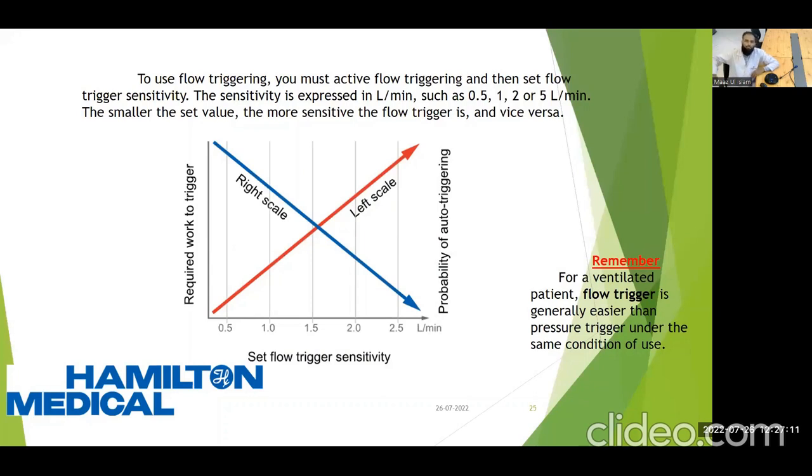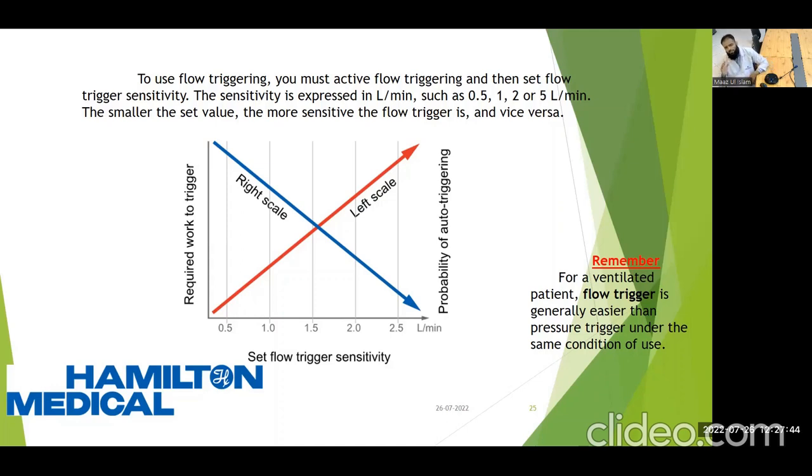So now we can set the flow trigger sensitivity to 0.5, 1, 2 or 5 liters per minute. The smaller the set value, the more sensitive the flow trigger is, and vice versa. Remember, for a ventilated patient, flow trigger is generally easier than pressure trigger, because it is very easy to understand and use under the same conditions.